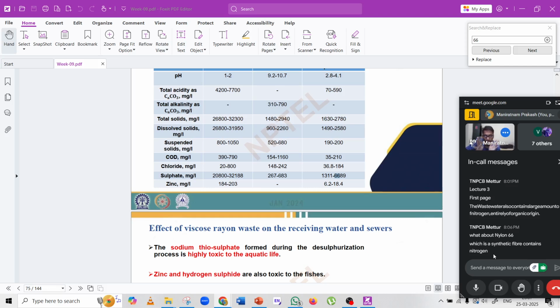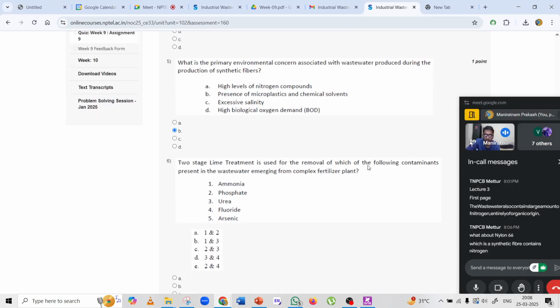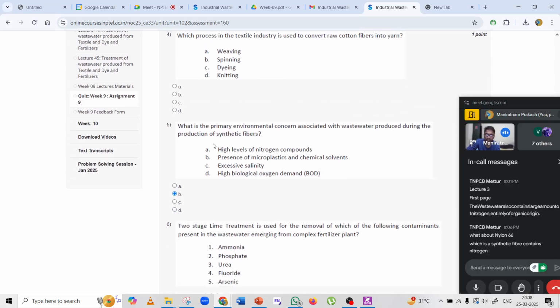There are two things: microplastics are also coming and this nitrogen-containing compound is also coming. But if you compare the threat level, microplastic will have more threat as compared to the nitrogen. So as you have to choose one thing, which is the primary concern, I will be choosing the presence of microplastic, because the presence of high level of nitrogen is generally from the fertilizer and all this.